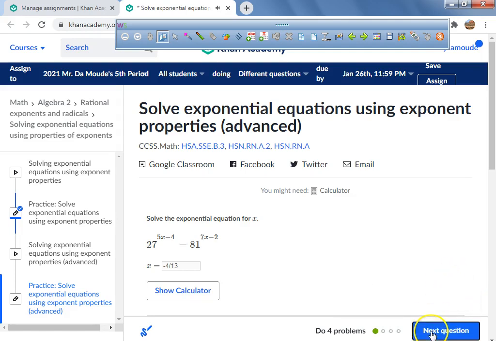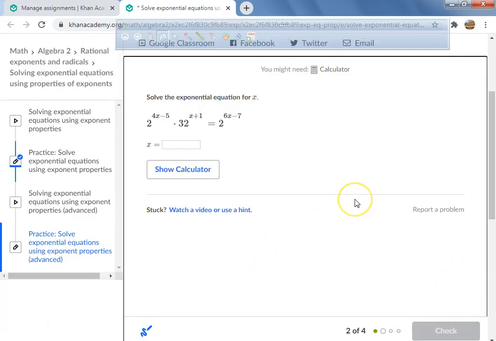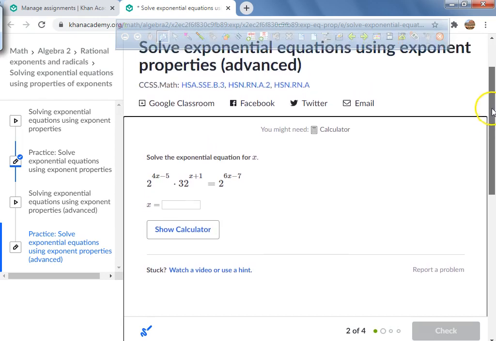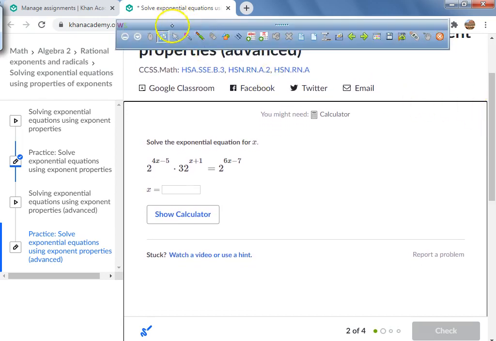All right. Ooh, interesting. This one looks more complicated. I guess that's why they call this advanced.